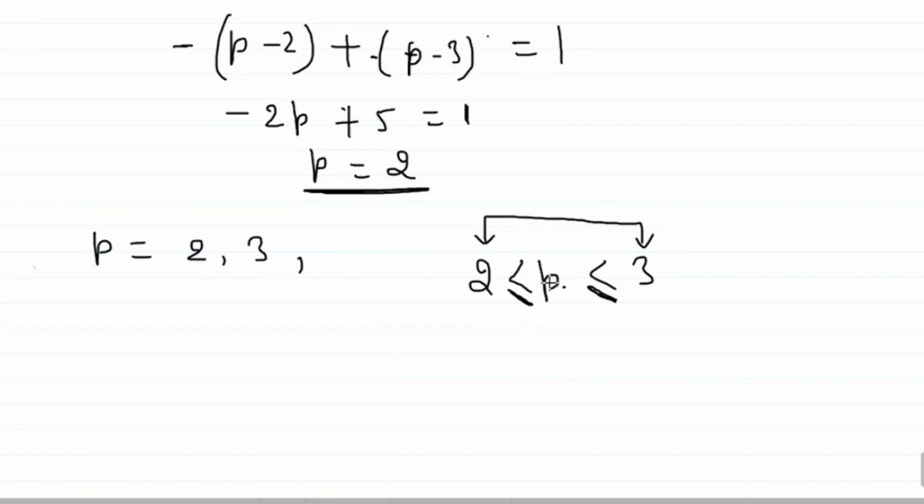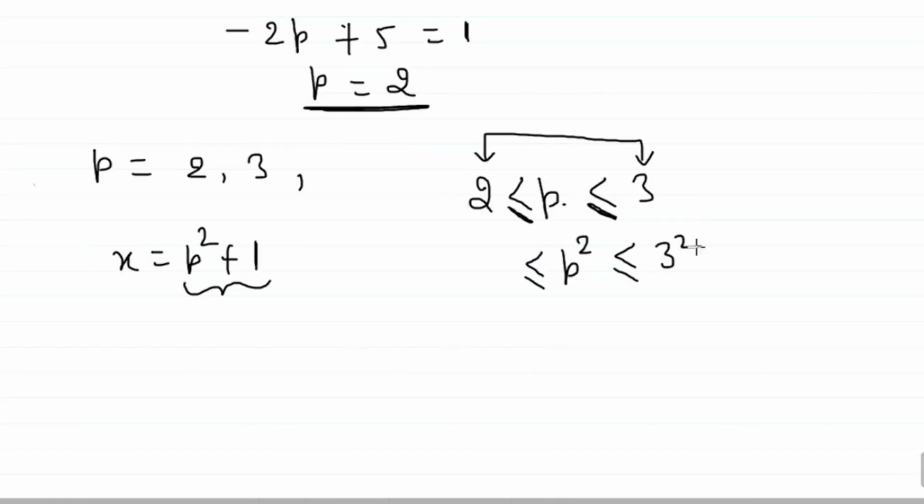Okay, now let us construct x from this p. We had this earlier, we have done this: x is equal to p squared plus 1. Let us use this construction to obtain x. First I need p squared here, so we get 3 squared and 2 squared. We obtain p squared as 2 squared, that means 4, and 3 squared, that means 9.